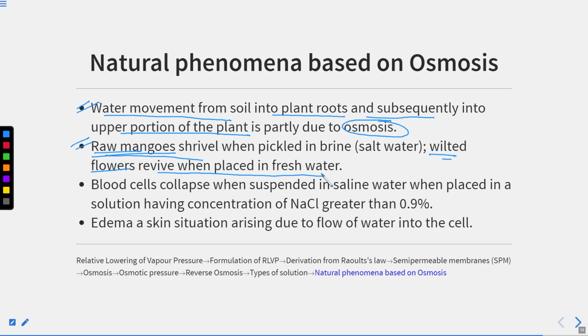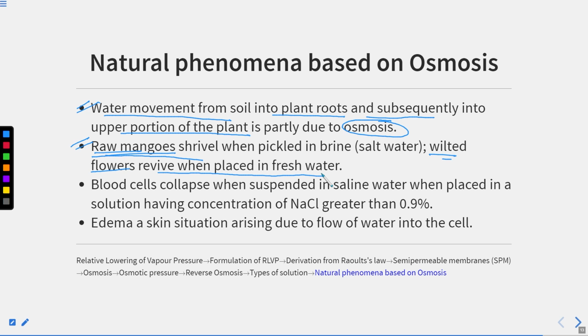Now what will happen? This will result in a kind of supplement to the flower, and it will be revived again. I'm not saying that it will be completely revived, but to some extent the flower becomes alive by this addition of water. So often you have seen that when people decorate their house, they put live flowers in water to keep them fresh for a greater amount of time, because this gives them a supply of water from outside to inside the flower.